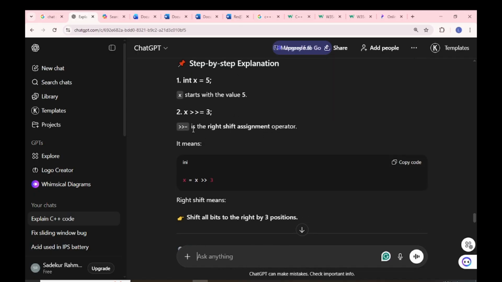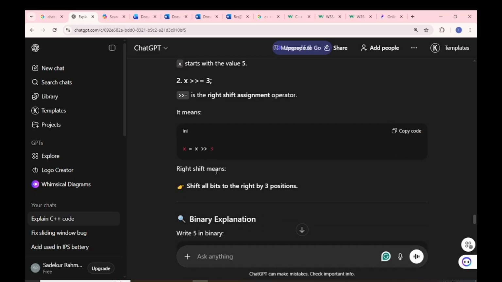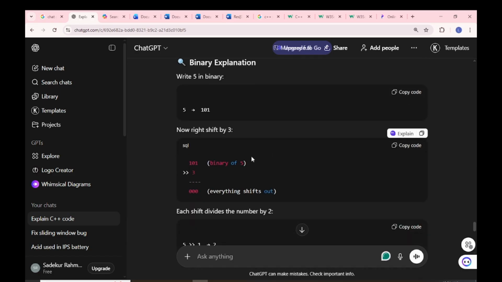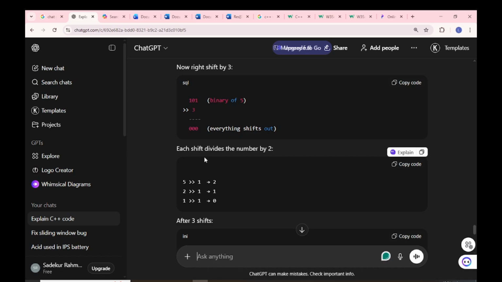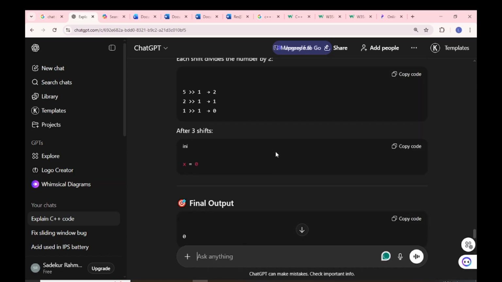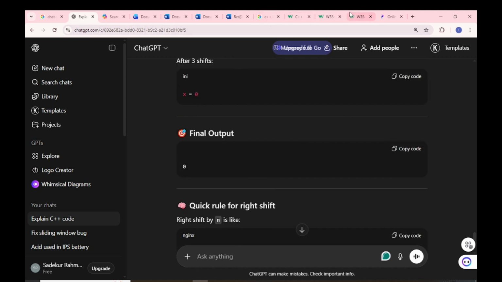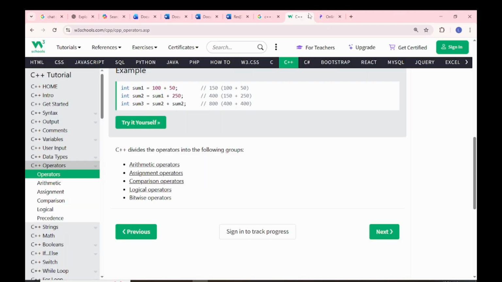And this is the right shift assignment operator. Right shift assignment operator, that means, guys, x right shift means shift all bits to the right by 3 positions, right? So okay, 5 is 101, binary of 5, everything shifts out. Each shift divides the number by 2, right? So maybe these are the things we can understand later as well. These are very exclusive things.